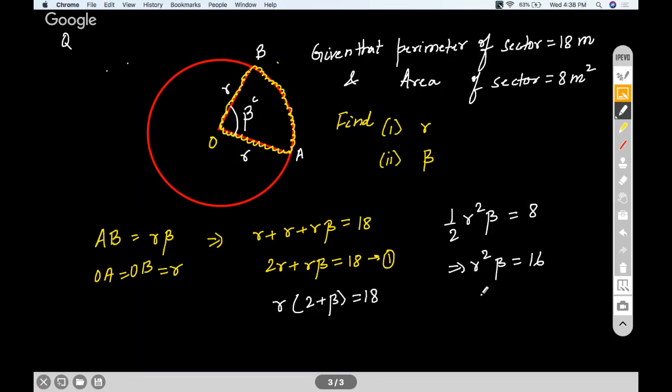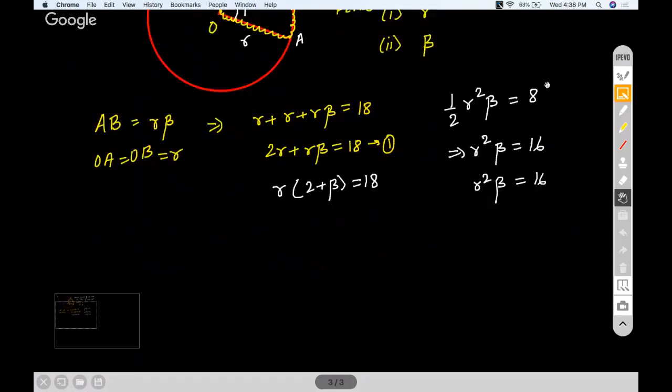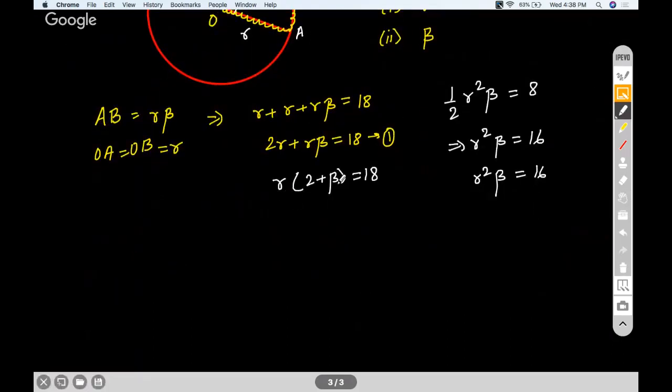And from here we have r square beta is equal to 16. Correct? Now what I can do is square both sides. For example, of this I can square both sides and write it as r square 2 plus beta whole square is equal to 18 square. Let me call this as 1. Let me call this as 2.